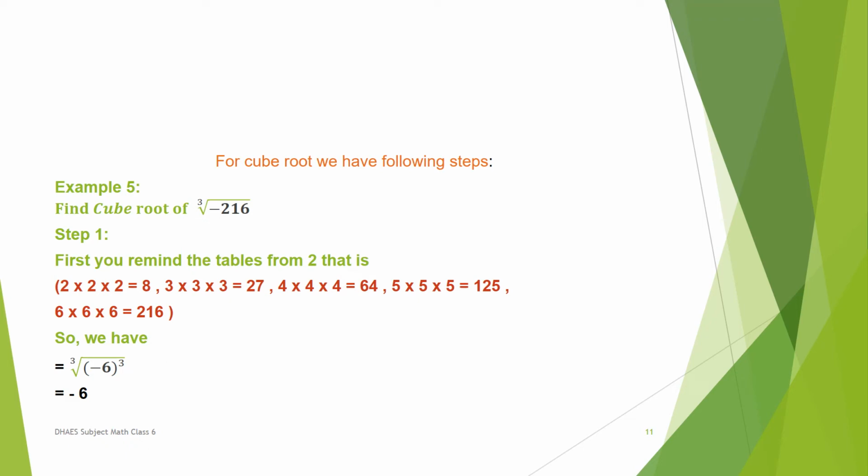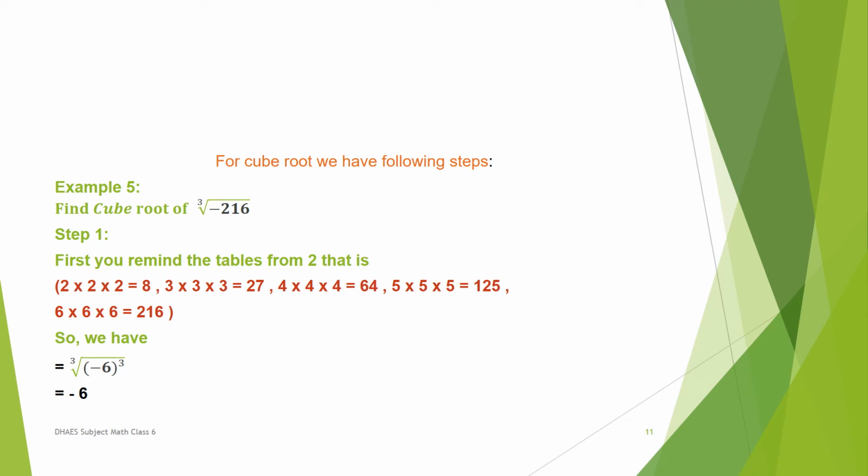As you see that there is a number 3 outside the root. It means it's a cube root. So how do we find a cube root? In a square root we multiply a number with the same number. In a cube root we multiply the same number 3 times.